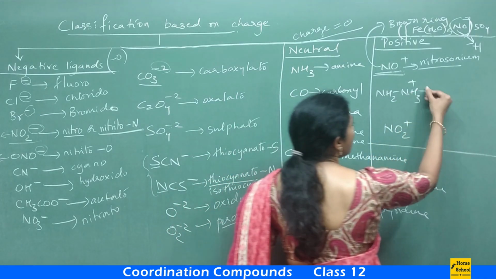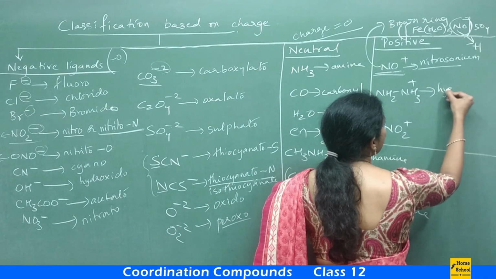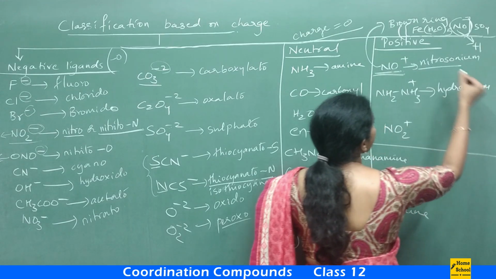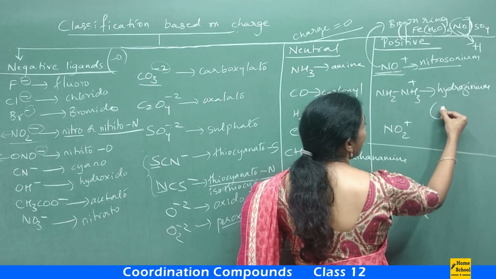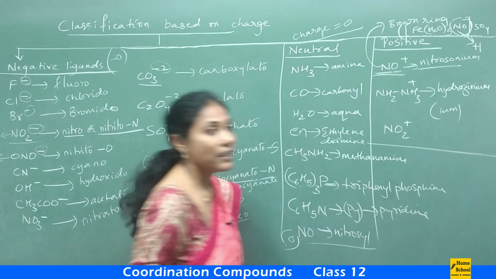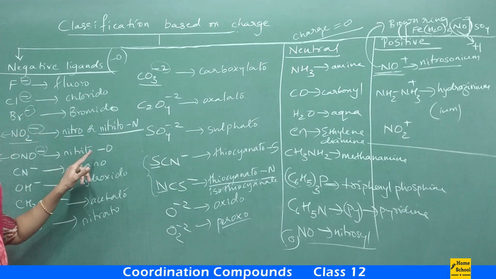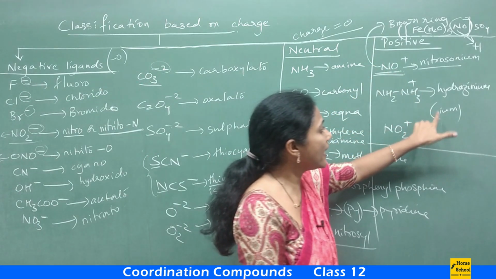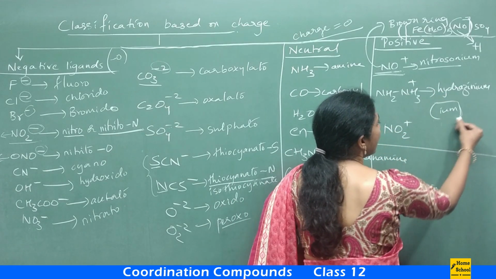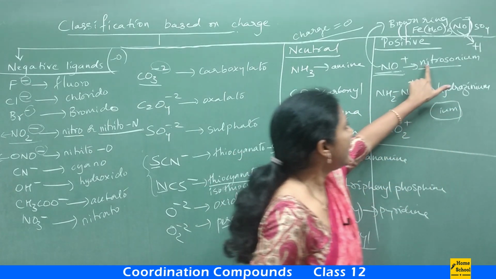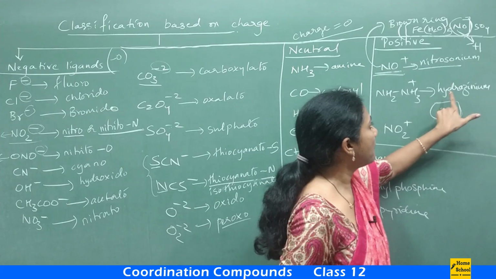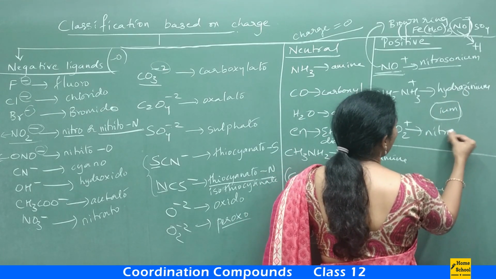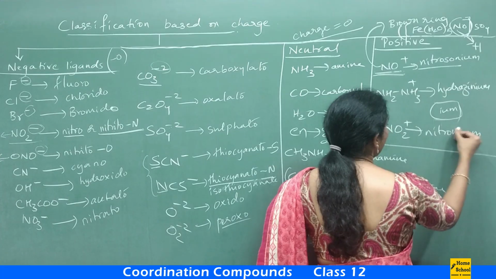And this positive ligand can be called hydrazinium. You know what? Positive ligand names will end with -ium, like negative ligand names end with O, right? So likewise here positive ligand names will always end with -ium. That's why, as you can see at the ending, nitrosonium, hydrazinium, and this is nitronium. Nitronium ligand is also very rare.